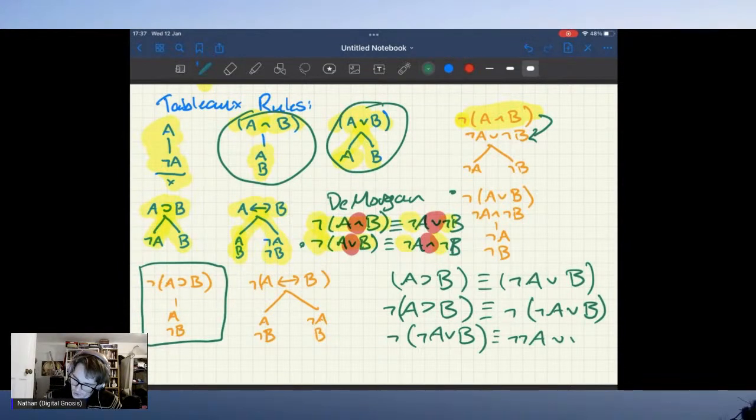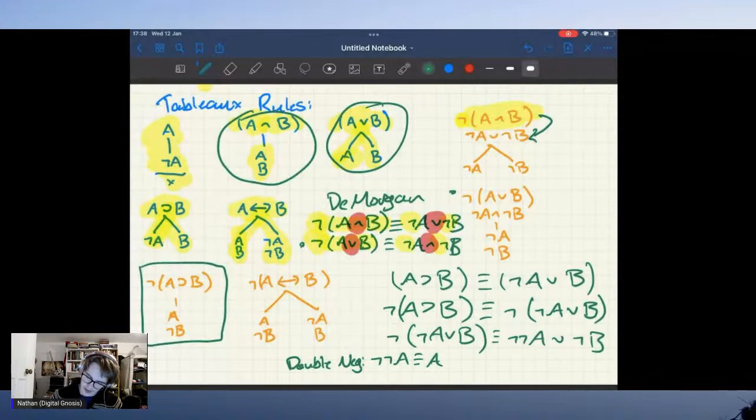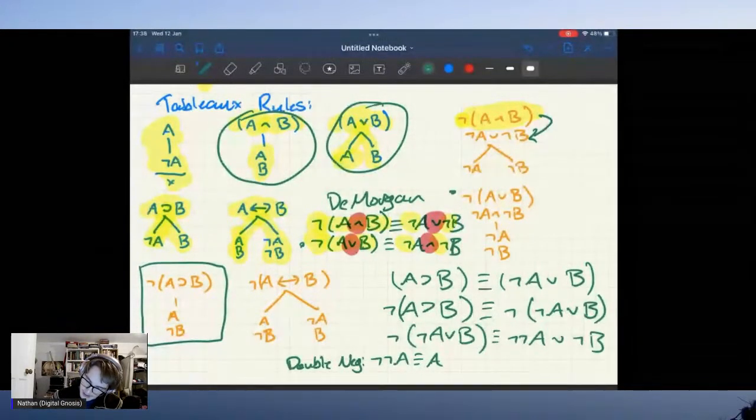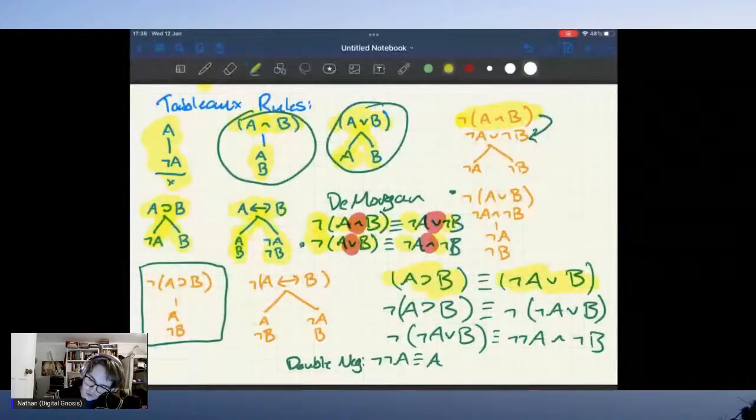Not A or not B. Not A is equivalent to A. It's just a double negation. That's the rule of double negation. Not A is just the same as A. So that becomes, and I did do something incorrect there as well, which the more astute amongst you may have noticed, I didn't flip the sign. So we flipped the sign. So not A and B. So this is the same as this, not A or not B.